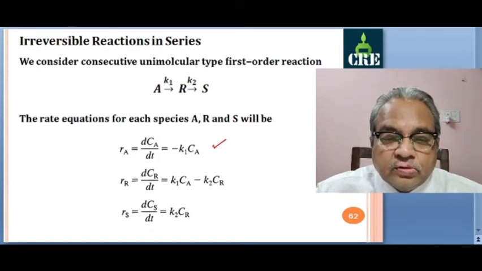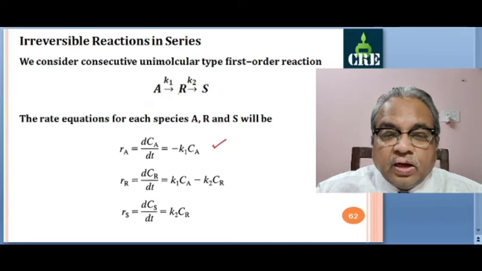Then rate of formation of R, if I write, R is formed by this reaction K1CA, and R giving S means R is disappearing by this reaction. So we are writing formation: formation plus sign and disappearance minus sign. So minus K2CR. And I can also write rate of formation of S, dCS by dt, and that is the same as K2CR.